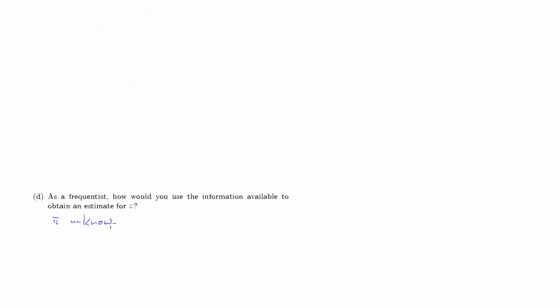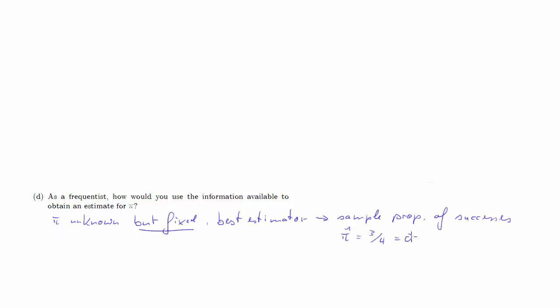So the second part of the question, as a frequentist, how would we go about obtaining information for our estimator pi? So if we are frequentist, we treat pi as unknown but a fixed value. And the question is, given our sample, what is our best estimator of pi? And it is really just the sample proportion of successes, which in our case is 0.75, so 75%.